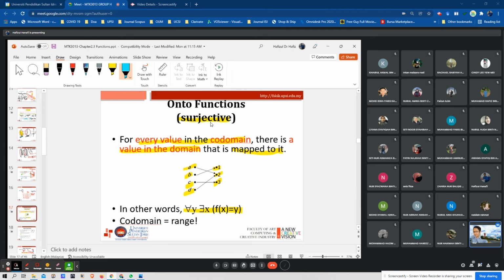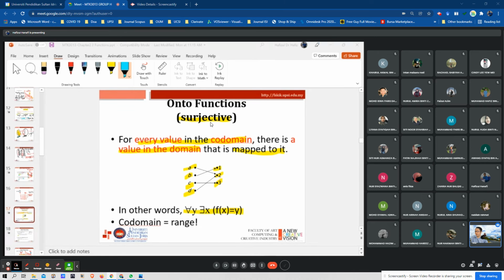And then we have a surjective function. A surjective function is where every element in the codomain is the image of at least one element in the domain. In other words, the codomain is equal to the range. The codomain must be the same as the range. For example, for every value in the codomain, there is a value in the domain that maps into it. It can map more than once.